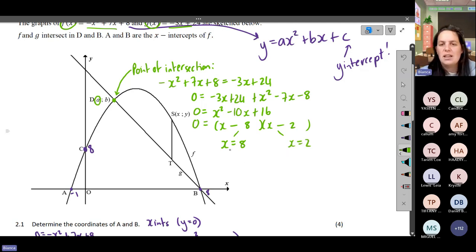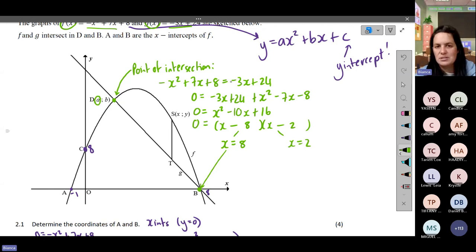Can you see that this little 8, that point over there, isn't that also a point of intersection? Isn't it also where the two graphs are equal to each other? They'll have the same point. So that's why this little equation spits out 8. That makes total sense. Okay.